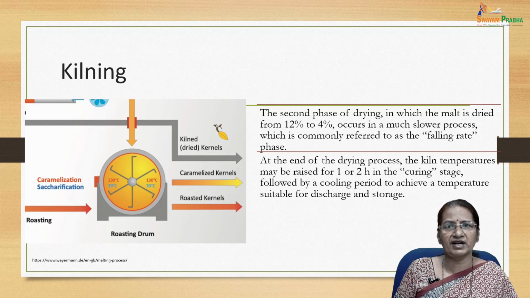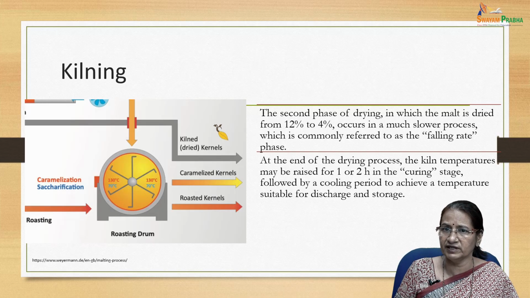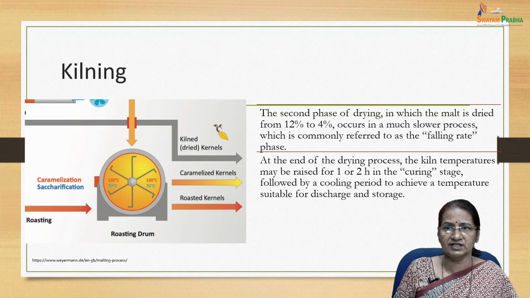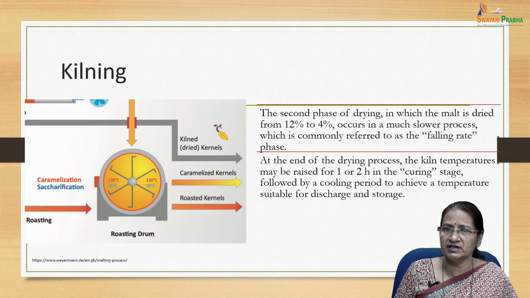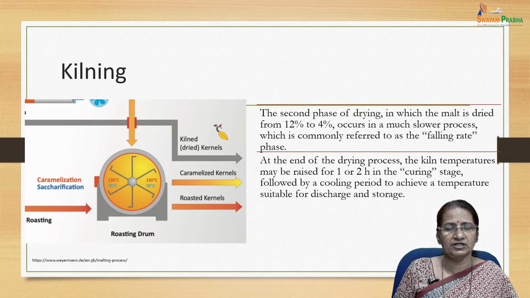At the end of the drying process, the kiln temperatures may be raised for 1 or 2 hours in the curing stage, followed by a cooling period to achieve a temperature suitable for discharge and storage.